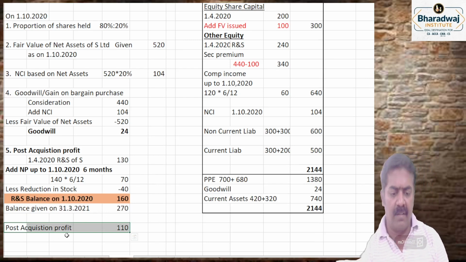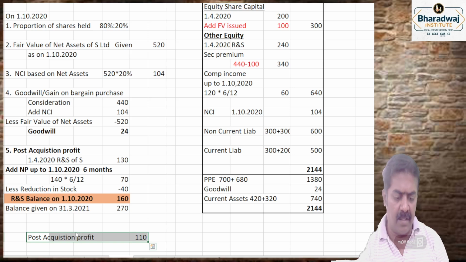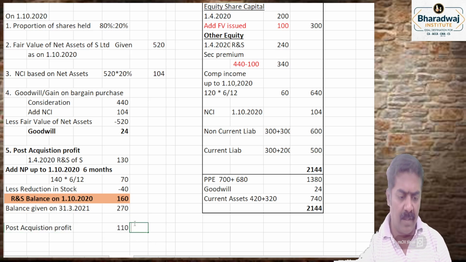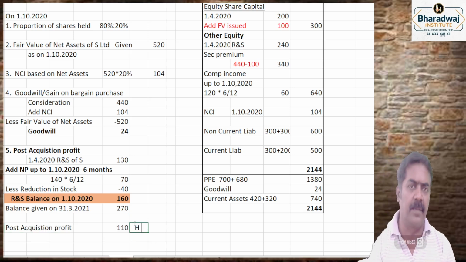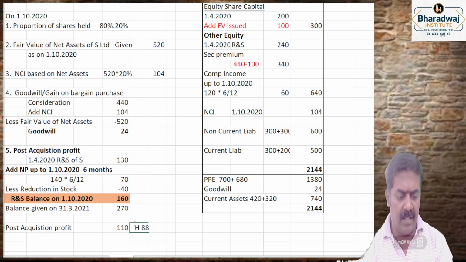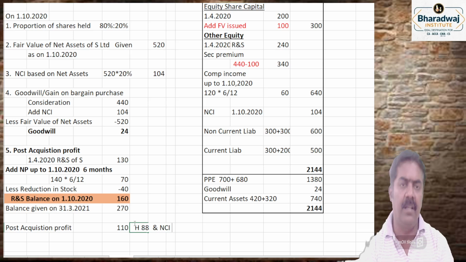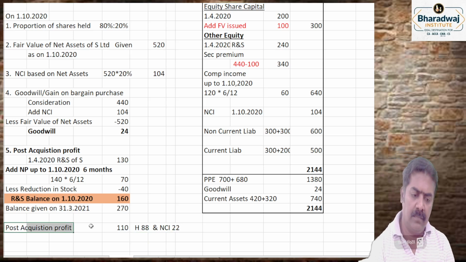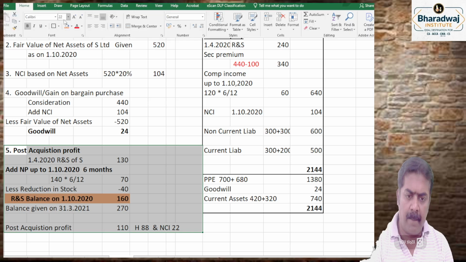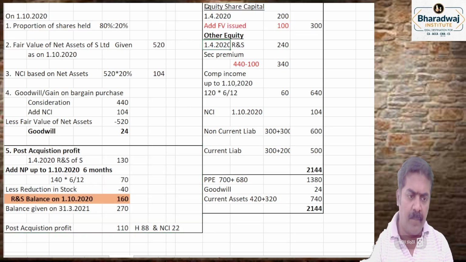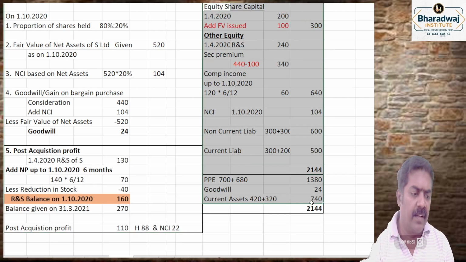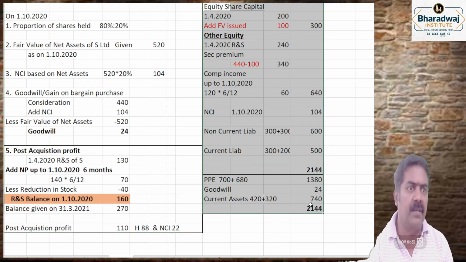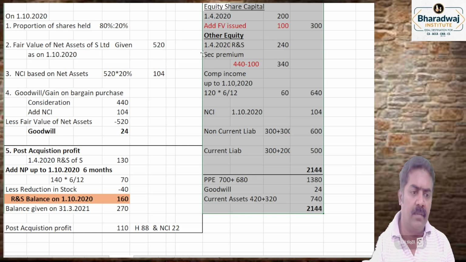110. Wait, how much split? Holding company 80%. How much? 88. And NCI will be 20%, 22. Have you taken this balance sheet at the beginning of the year? Okay, take it.